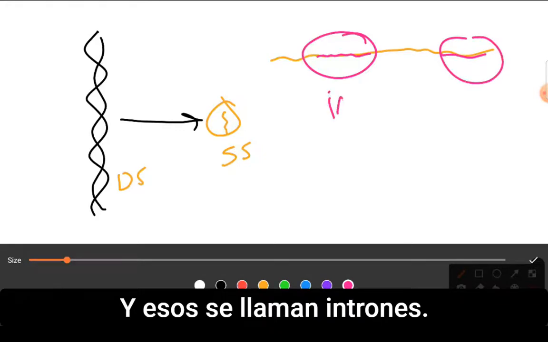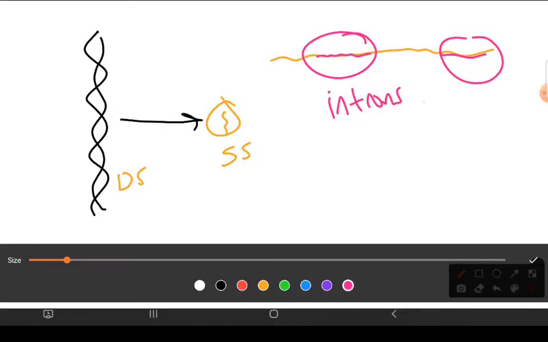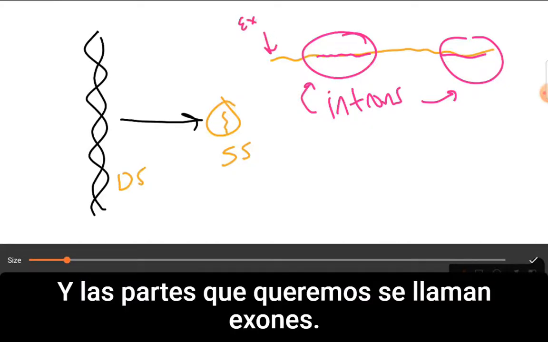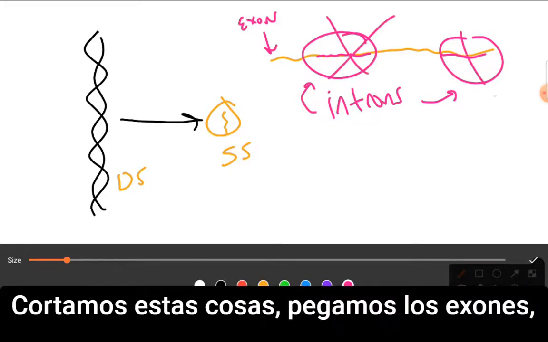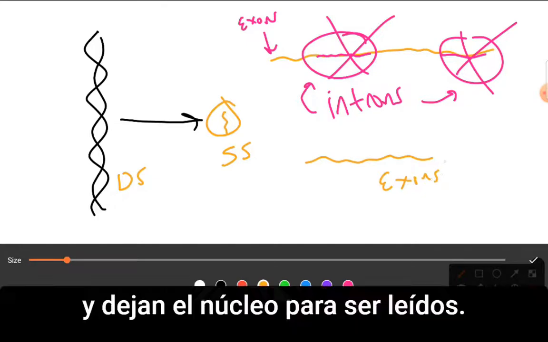and those are called introns. And then the parts we want are called exons. We cut this stuff out, glue together the exons, and they leave the nucleus to be read.